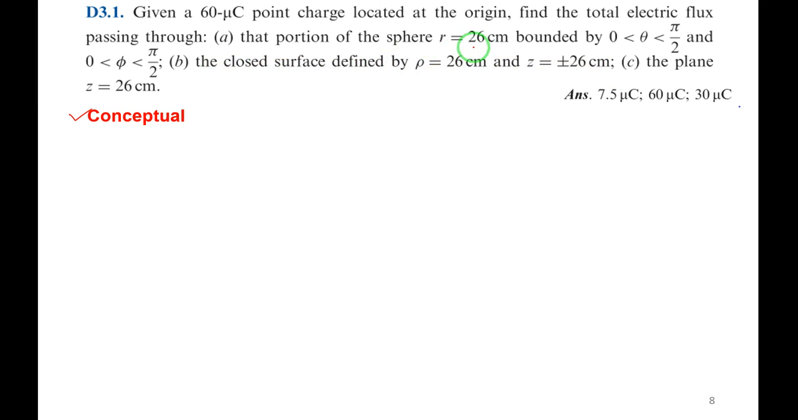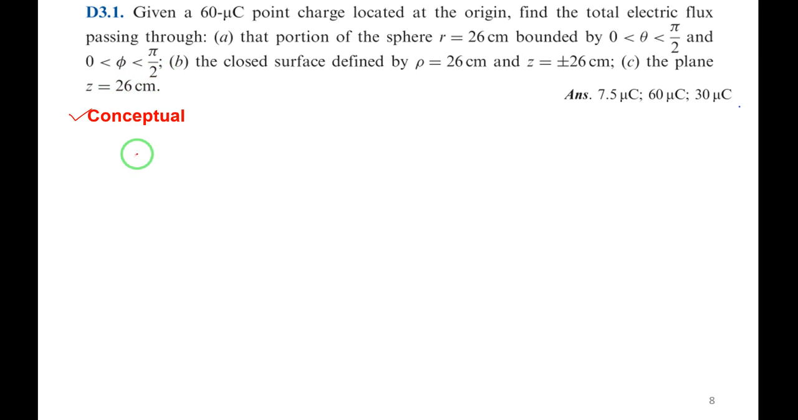R is 26 centimeter, radius is 26 centimeter. Theta is 0 to 90 degree and phi is also 0 to 90 degree. Then it is not a complete sphere. If theta is 0 to 180, 0 to pi, and phi is 0 to 360 degree, 2 pi, then a complete sphere is formed. But here just a portion of a sphere is formed. These are the bounds, so it means 1/8 of a sphere.